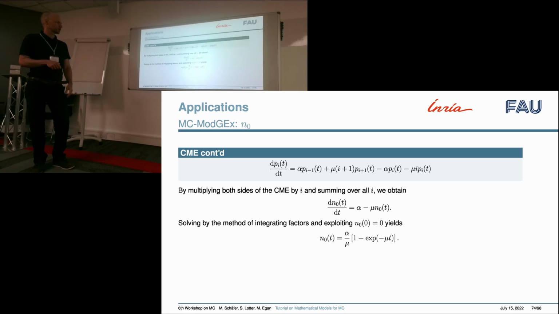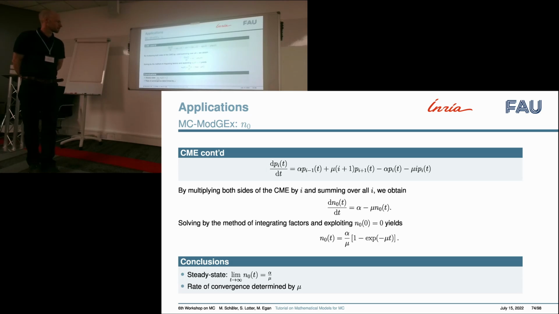So we see that the ratio of alpha and mu determines more or less the amplitude, or say the steady state value, of the molecule concentration, while mu determines the speed at which the molecule concentration would converge on average to this value. Okay. So these are the two observations that we can make from this first very simple model.